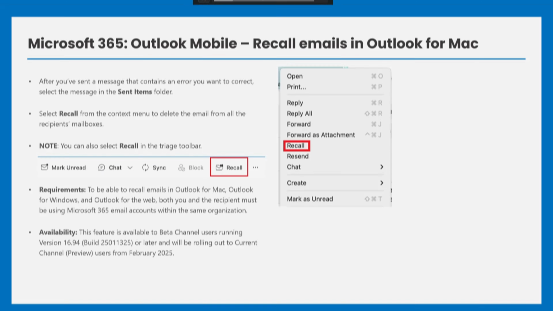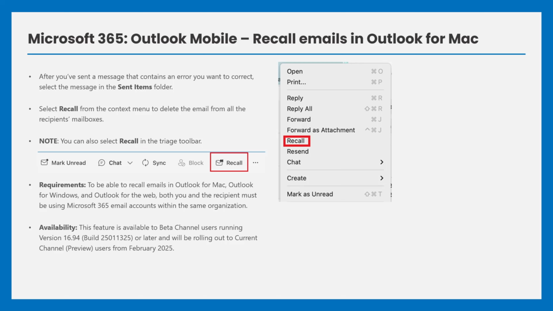Good to go. Recall emails in Outlook for Mac. After you send a message that contains an error you want to correct, select the message in the Sent Items folder. Select Recall from the context menu to delete the email from all the recipients' mailboxes. Note, you can also select Recall in the Triage toolbar.